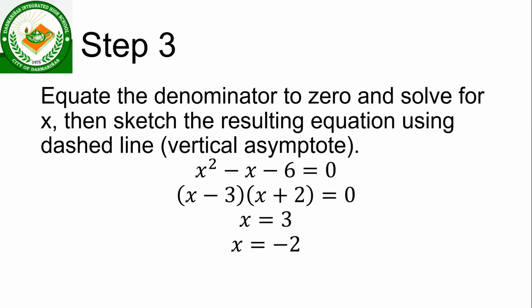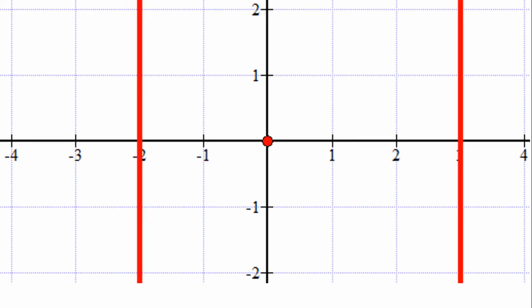So we were able to solve for the vertical asymptotes of the graph. Now, sketching the vertical asymptotes, the red line represents the vertical asymptote. Take note that it should be drawn by a broken line, because those are vertical asymptotes. Those are not included in the graph.